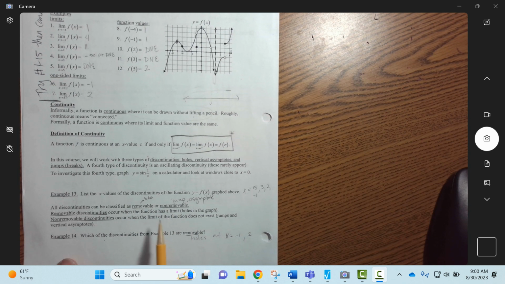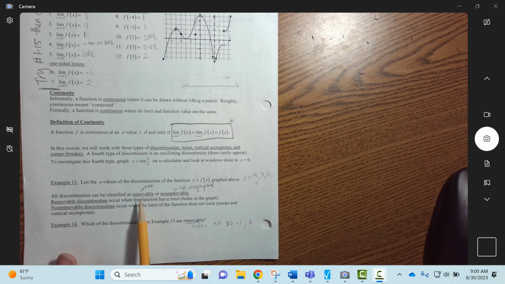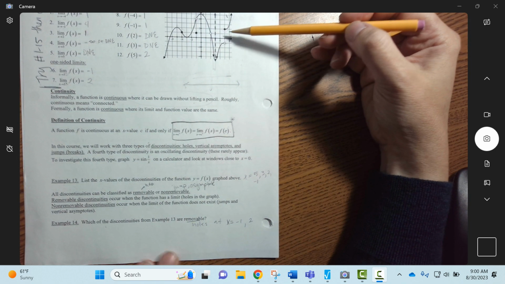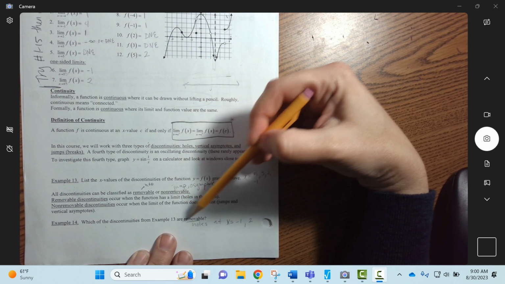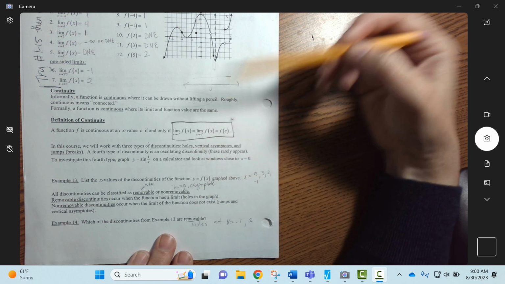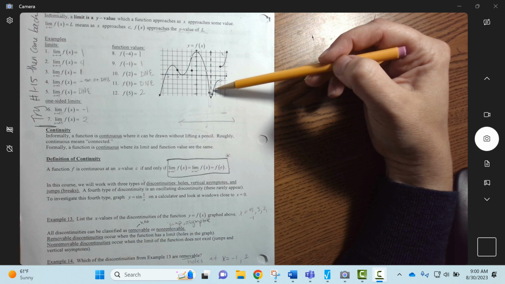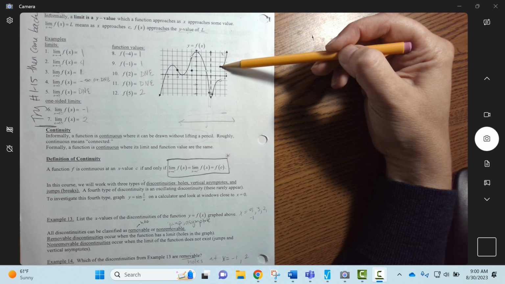The last thing for today is Gary likes to talk about the difference between removable and non-removable. We will eventually be able to see those algebraically as well. But think of removable as the holes in the graph, and the non-removable as being either the jumps or the asymptotes. So if we look back up here at the discontinuities, let's go backwards again. Example 14, by the way, is asking which ones are removable. So at 5, I would consider this a jump. It just jumps from one branch to the other.